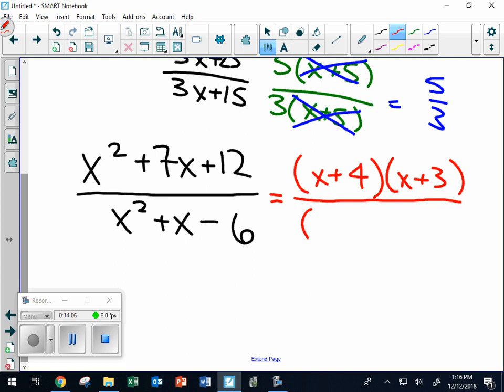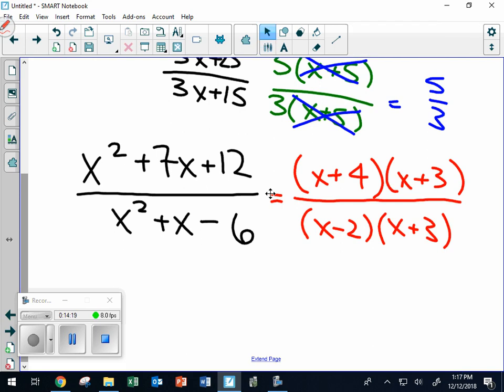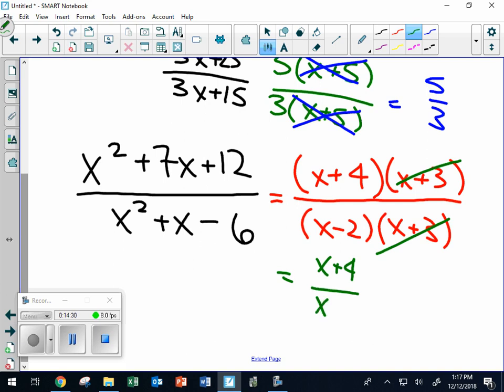X minus 2 and x plus 3 again. Okay. We have factored the top, we have factored the bottom. Is there anything we can cancel? Yes. X plus 3 and x plus 3. Thank you, Will. So all we're left with is x plus 4 over x minus 2. Can that simplify? No. That is our simplified rational expression. Our rational function.